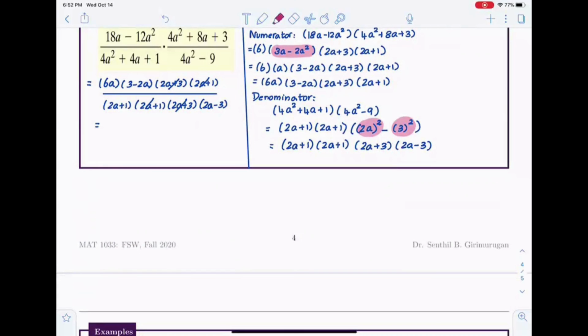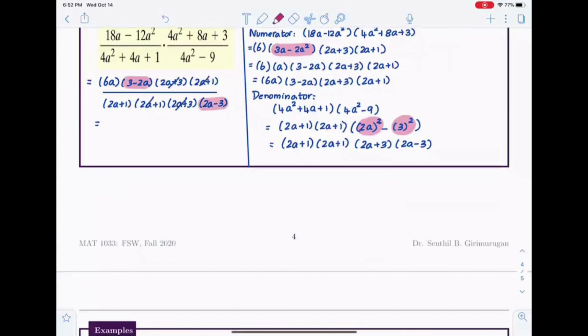And we can see that 3 minus 2a and 2a minus 3 are pretty much the same, but the orders are reversed, so I can just pull a negative 1 out. It doesn't matter, again, whether you pull it out from the numerator or denominator. So I'm going to pull a negative out from the numerator, so 6a times negative 1. If I pull minus 1 from 3, I have negative 3. Minus 1 from minus 2a, I have positive 2a. The denominator is 2a plus 1 times 2a minus 3.